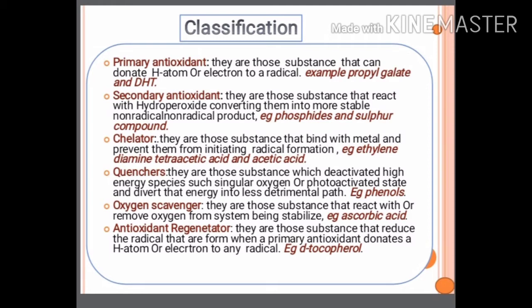Number one is your antioxidant minerals. These are the cofactors of antioxidant enzymes. Their absence will definitely affect the metabolism of many macromolecules such as carbohydrates. Examples include selenium, copper, iron, zinc, and magnesium.